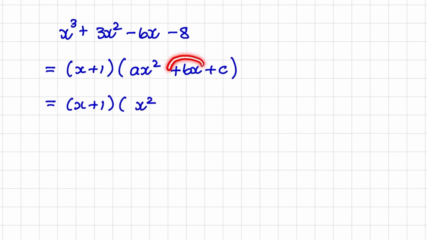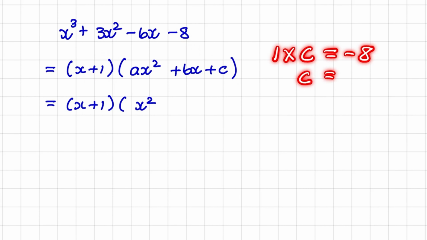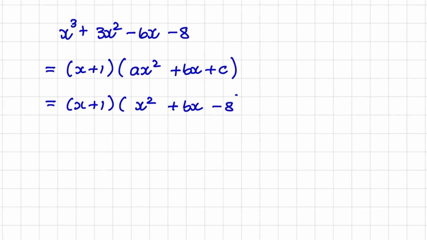Then for now we are going to skip the value of b, and we are moving on to the value of c. So if I multiply plus 1 with plus c, it must lead to negative 8. Therefore, c would be equal to negative 8. So in my bracket I have plus bx minus 8.